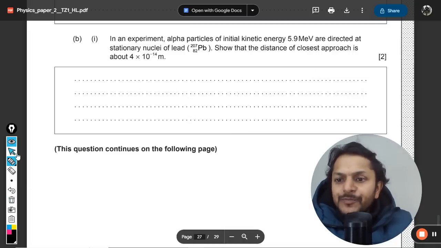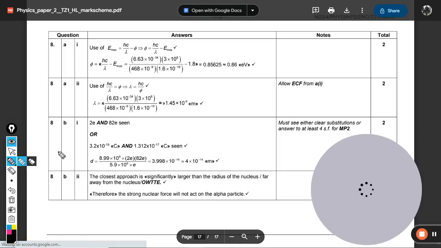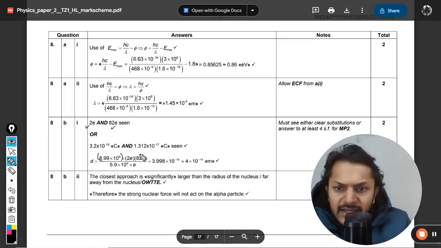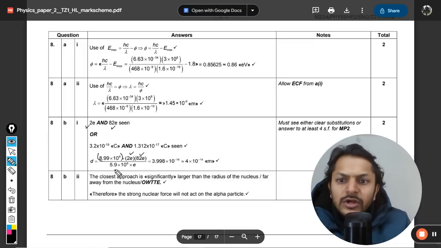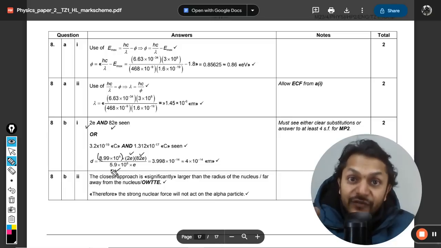But let us go to the mark scheme and see what is written there. Here the charge is 2e, and the other charge is 82e. So the distance of closest approach is k capital Q small q divided by the kinetic energy, which is given as 5.9 mega electron volt.